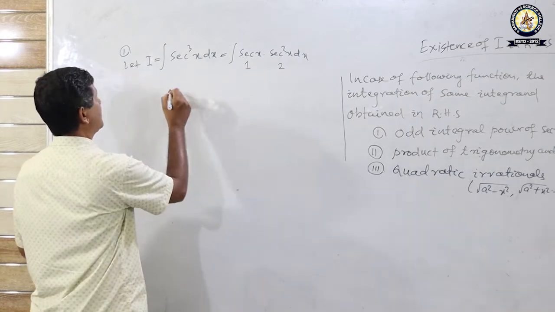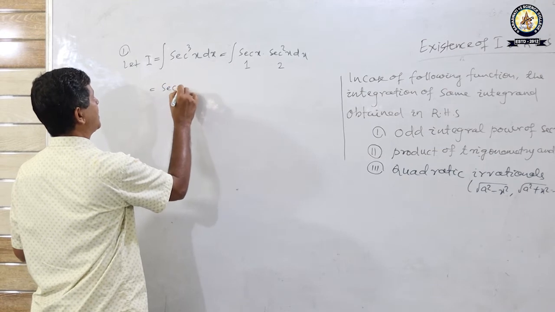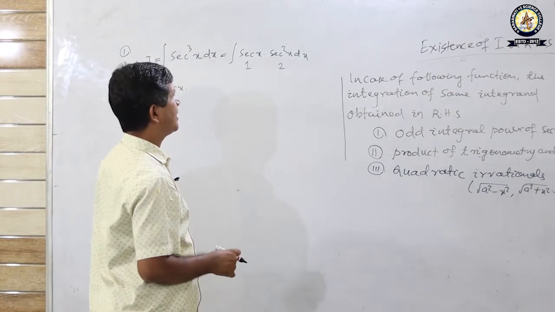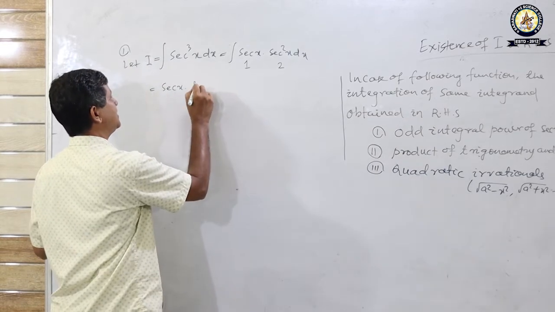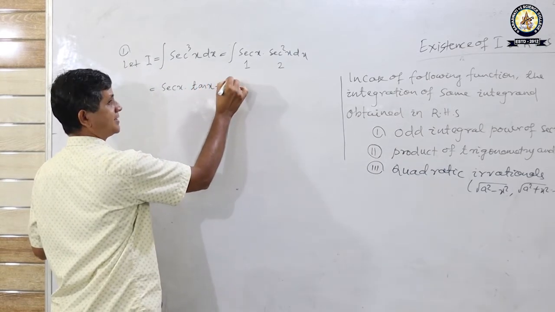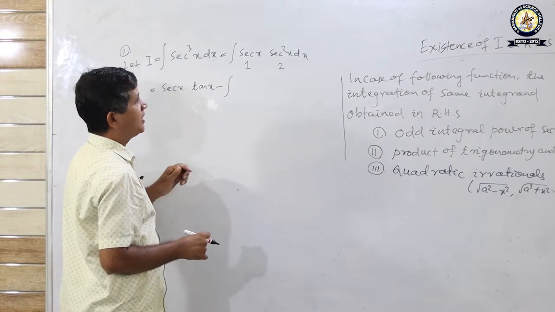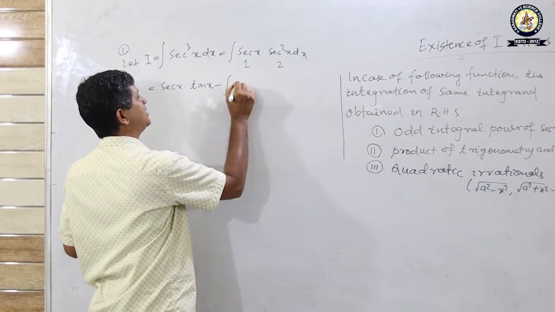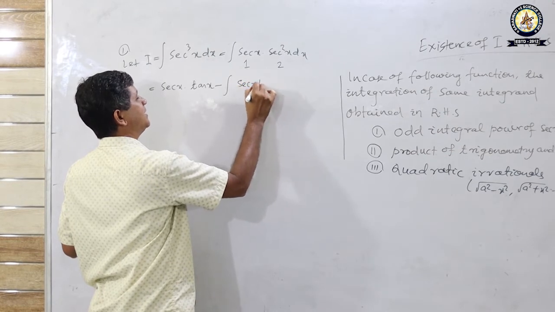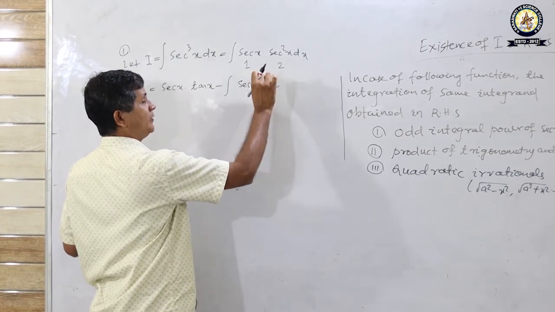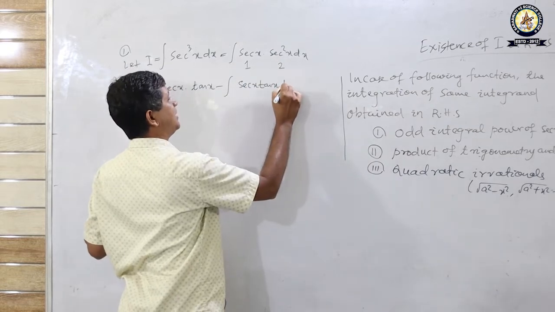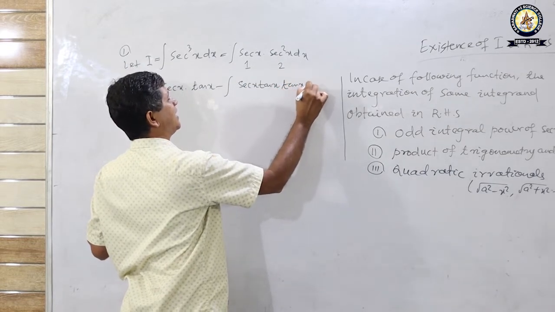So we write that is equal to first function sec x into integration of second function, integration of sec square x into dx, that is tan x, minus integration of derivative of first function, means derivative of sec x is sec x into tan x, into integration of second function, means integration of sec square x, it is also tan x, and again it is dx.